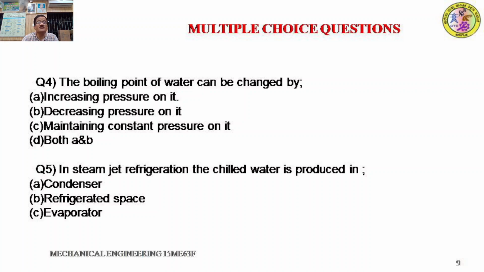Okay, fifth question. In steam jet refrigeration, the chilled water is produced in a condenser, refrigerated space, evaporator. So just recall your learning. So it is a flash chamber or evaporator. So option C.